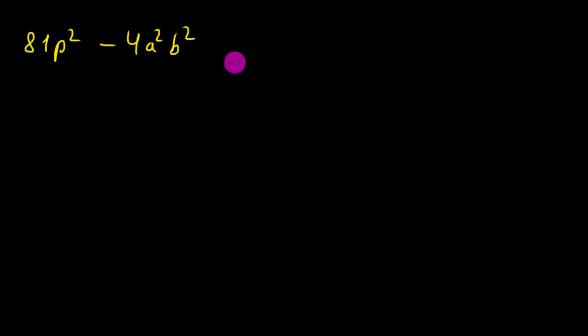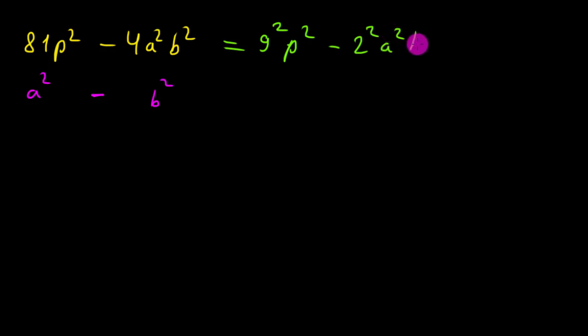Okay, let's look at this question. Again we need a square and b square, with a minus between them. Here 81 you can write as 9 to the power of 2, 9 squared times p squared, and 4 you can write as 2 squared, a squared, b squared. So if you look at the powers, they are the same.